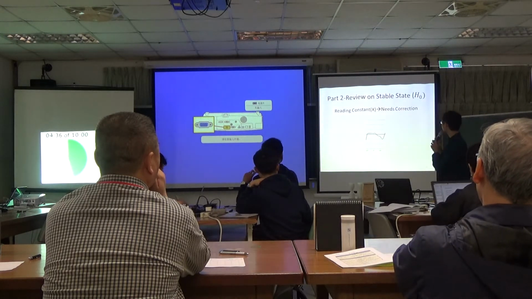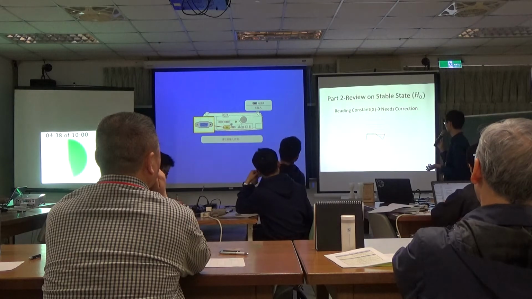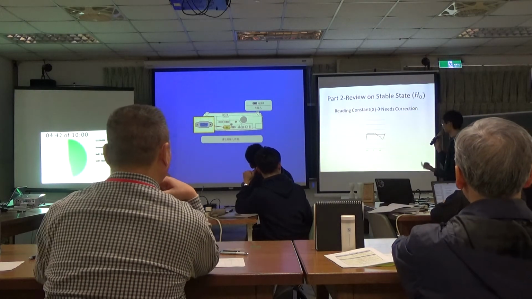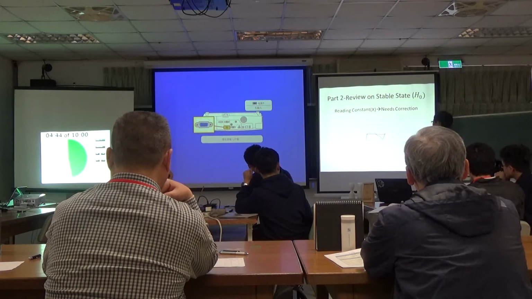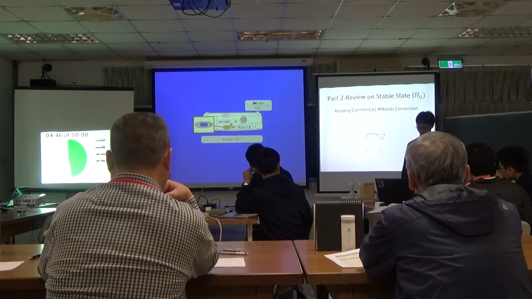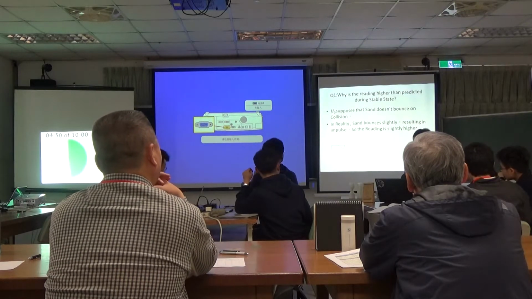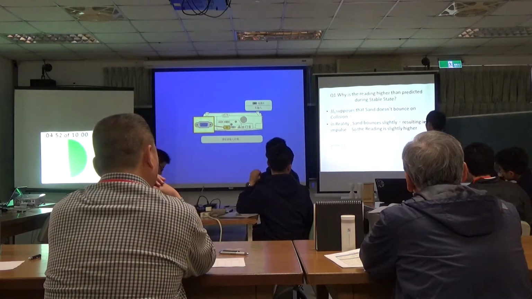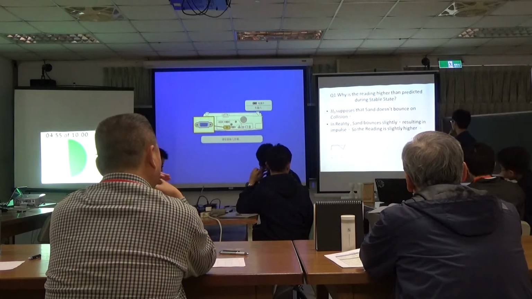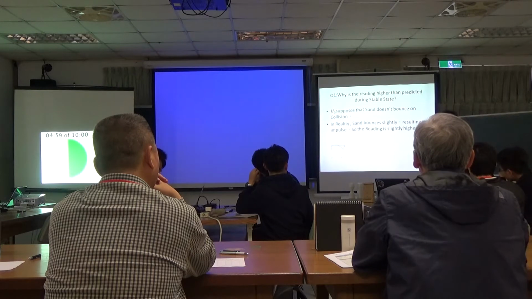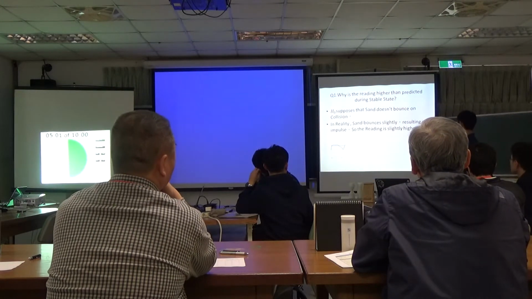Okay, and remember that in our theory we say that it may be stable, but the actual result wasn't a constant, so we need some correction to our null hypothesis. So the reading is higher than predicted in a stable state. We suppose that the sand doesn't bounce on collision, but in reality it bounces slightly, resulting in an impulse, and it causes the reading to be slightly higher.